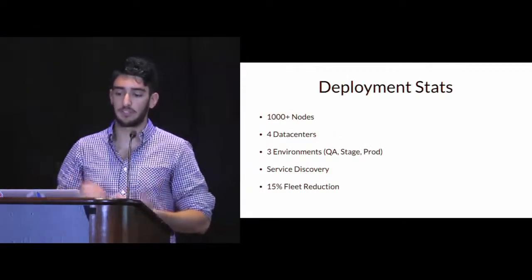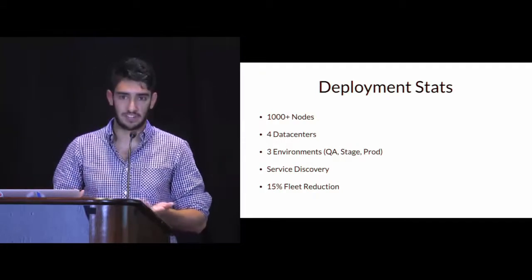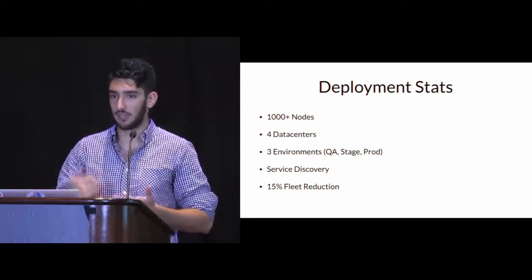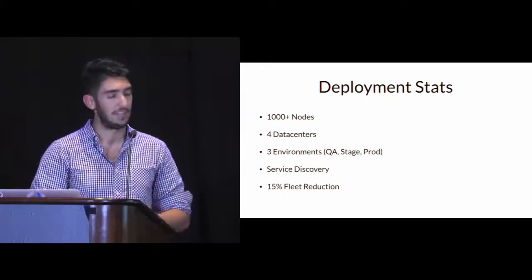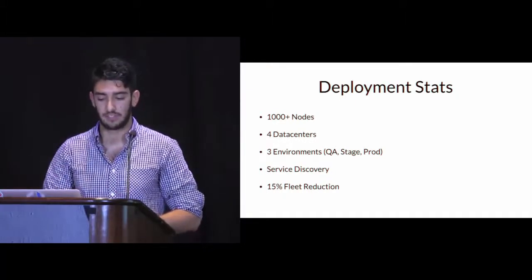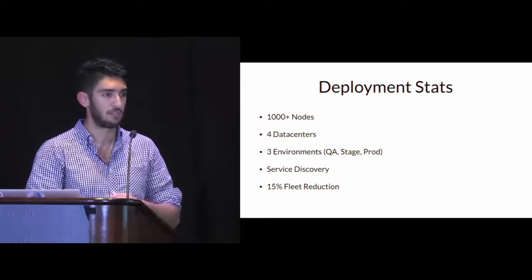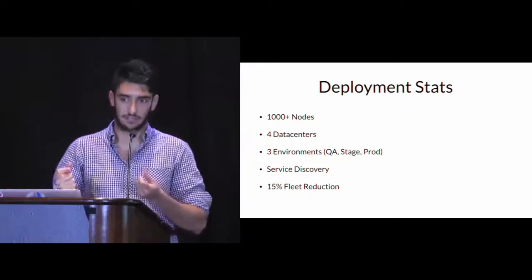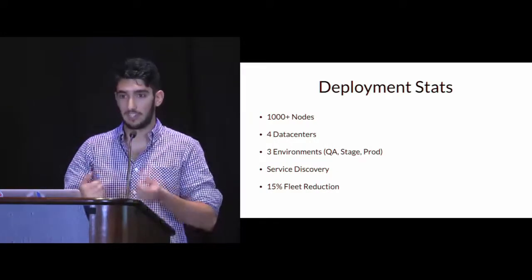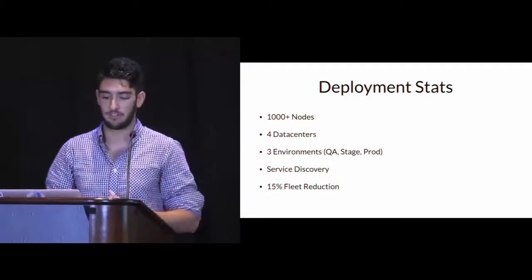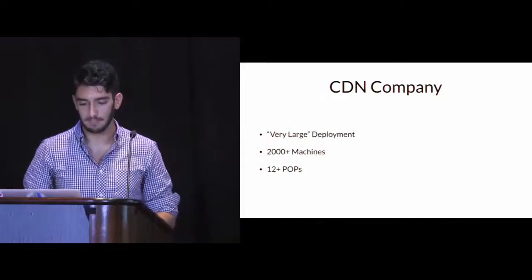And so they've totally deployed Consul. This is a 1,000+ node deployment. It spans 4 data centers. Each data center has a QA, stage, and production environment. Right now they're using it just for service discovery. They haven't quite adopted it for some of its other features. They've already seen a 15% reduction in fleet size just by moving a bunch of those intermediary load balancers out of their cluster, right? They were on that hard-coded load balancer approach, and by removing that, they were able to spin down a bunch of nodes. So for them, this has been a huge success story.